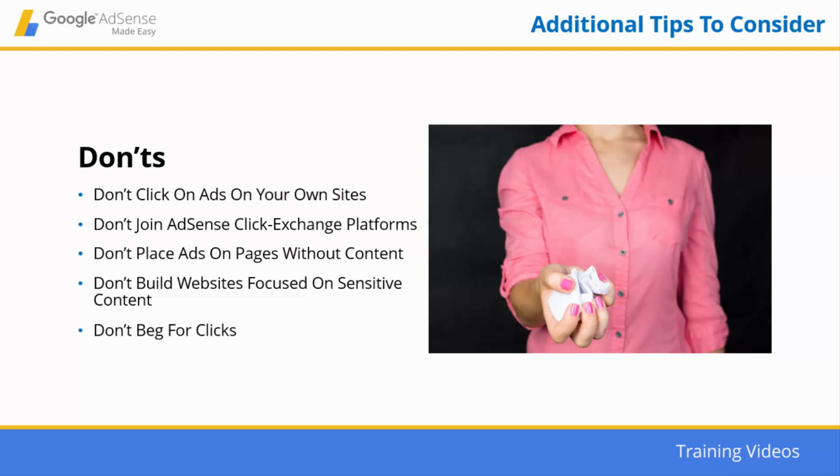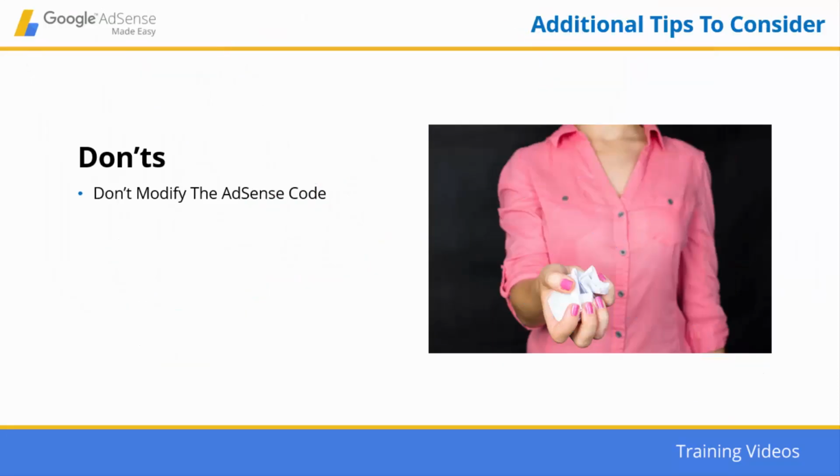Don't beg for clicks. Avoid telling your visitors and readers to click on your ad units, or you might get your account suspended. Don't modify the AdSense code. Do not try to modify the AdSense code on your pages, as doing so is a violation of AdSense policies. Don't use copied content. Google reviews your site on a frequent basis, so make sure to only update it with original content. If you need to use someone else's content, make sure to repurpose it with your own words and to quote the original authors and sources.